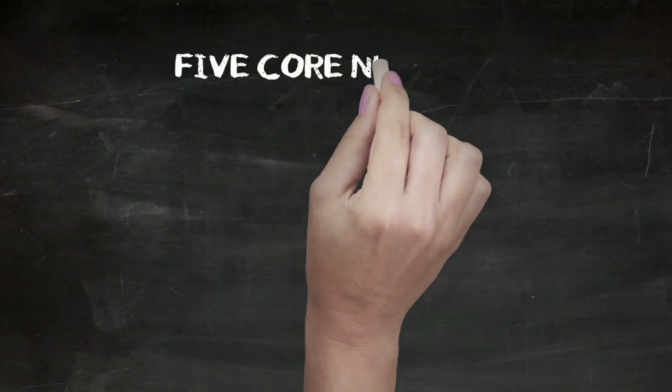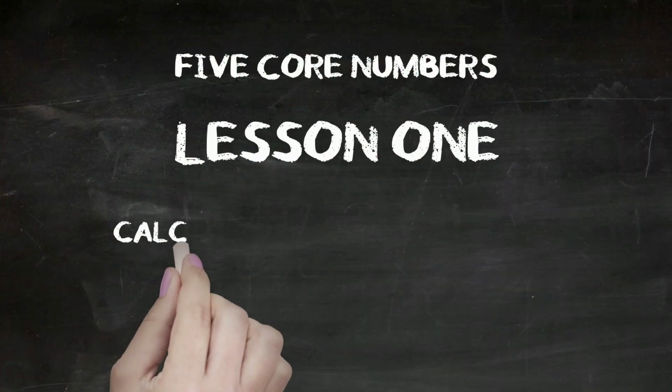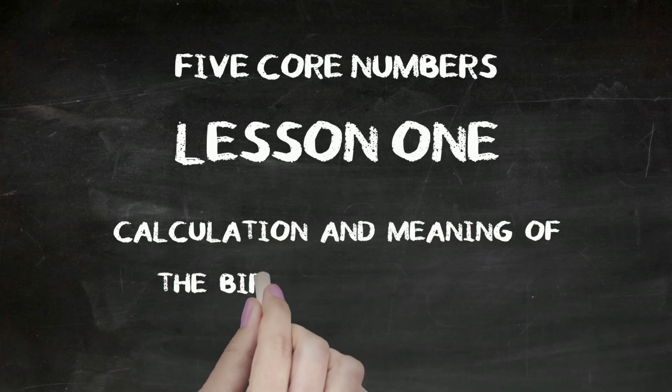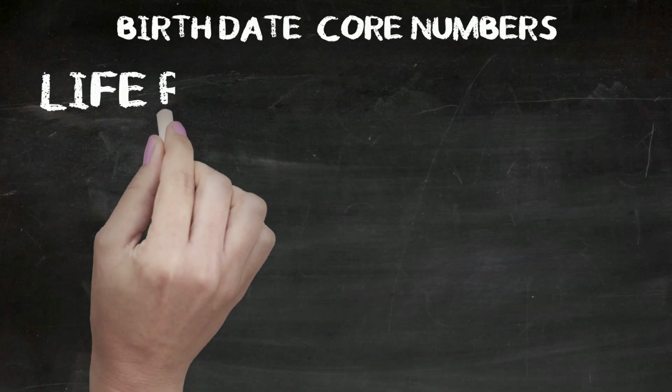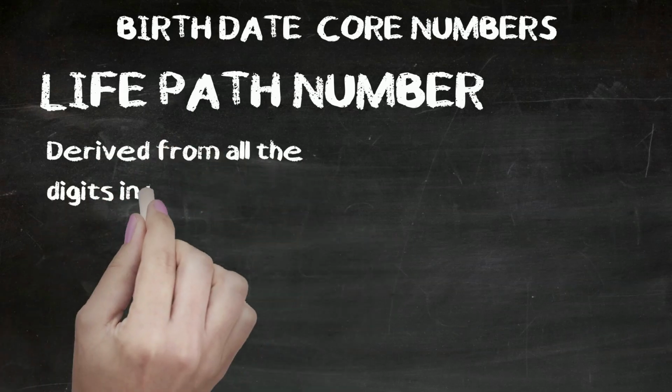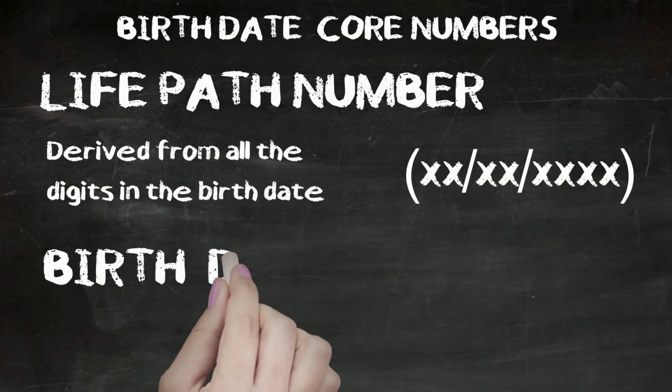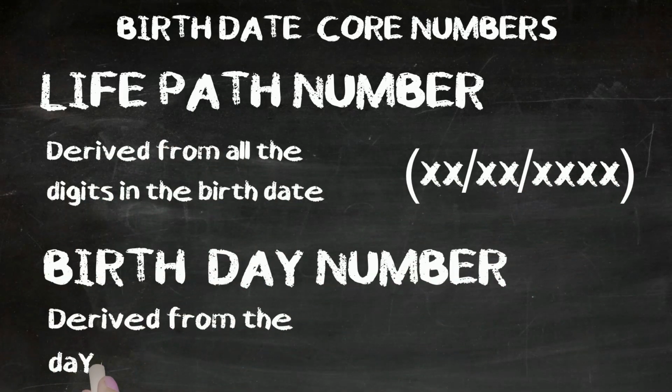The 5 core numbers, Lesson 1. Calculation and meaning of the birth date numbers. In this first lesson, we will learn how to calculate the core numbers given by the birth date. Then we will look at their significance and interpretation. The birth date core numbers are life path number, derived from all digits in the birth date. Birthday number, derived from the day number.